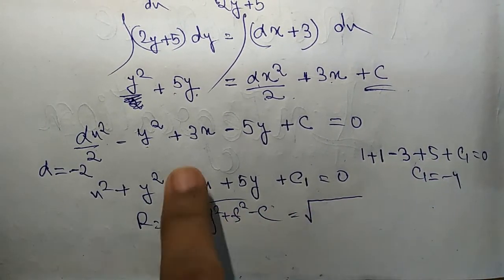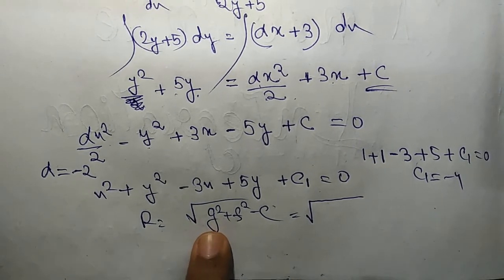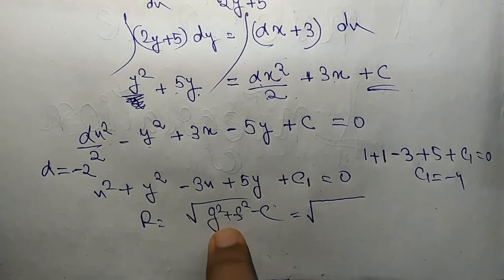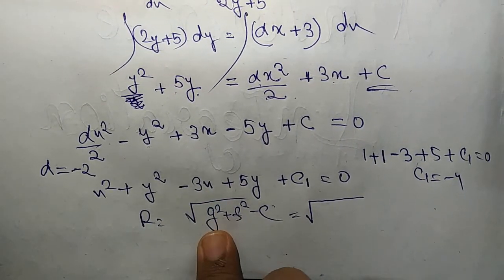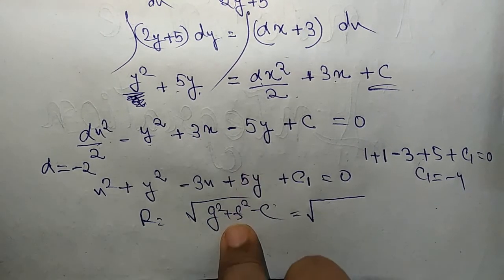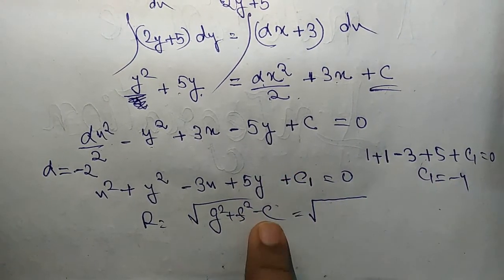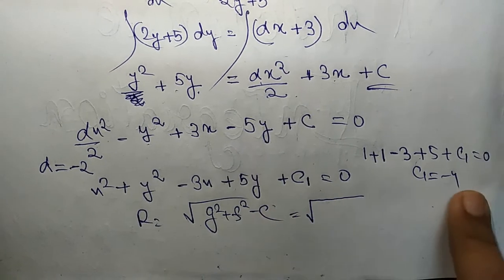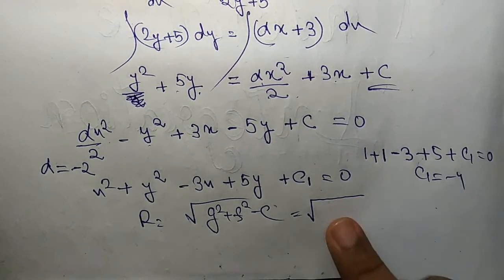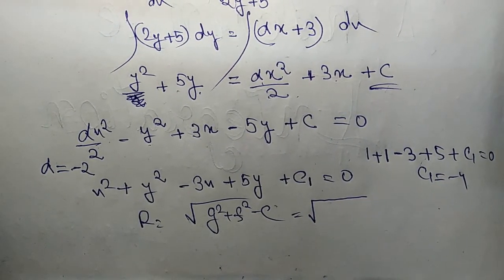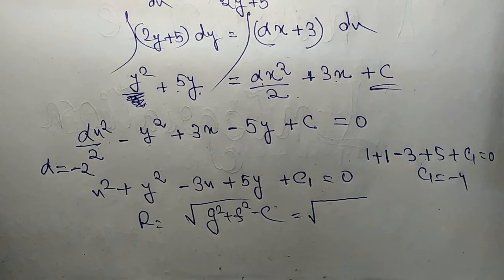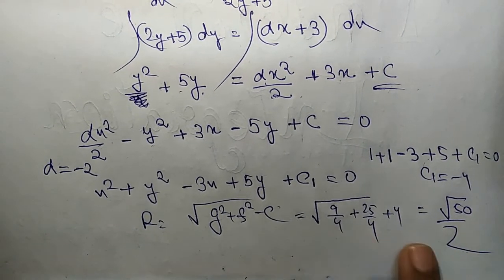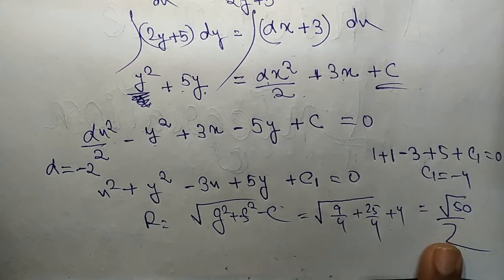Now let's see, get concentrated here. g is equal to minus 3 by 2, f is equal to 5 by 2, and c is equal to minus 4. So putting these values, we will get the radius. Let's see what is the value of the radius. It will give root under 50 by 2.